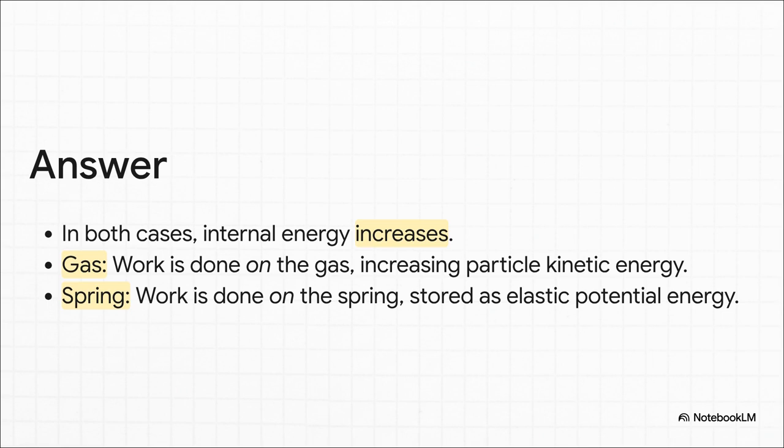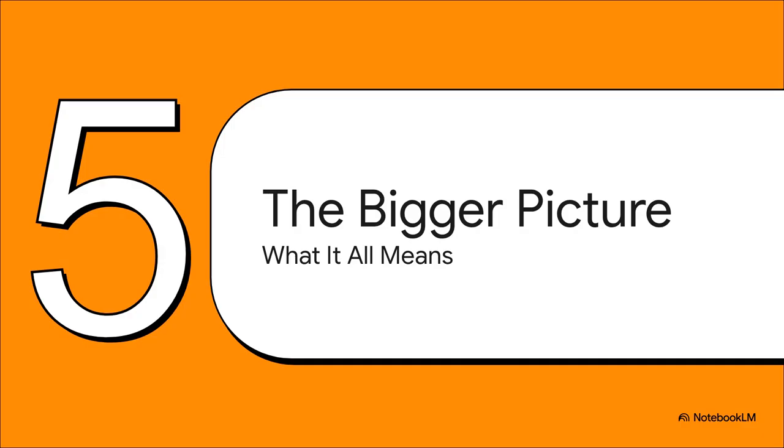With the spring, you're also doing work on it by stretching it. That work gets stored as elastic potential energy within the material's molecular bonds, increasing the spring's total internal energy. So we've gone from the basics to phase changes to the first law of thermodynamics. What's the big picture here? It's that internal energy is the true total energy of a system. It's the grand sum of every jiggle, every vibration, and every bond of all its countless atoms.